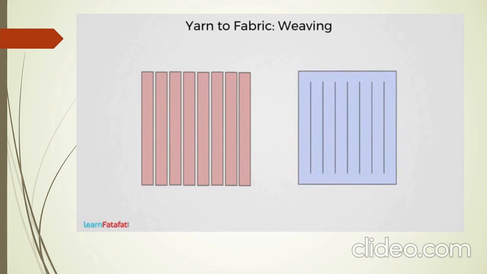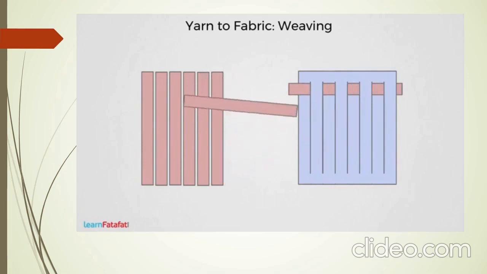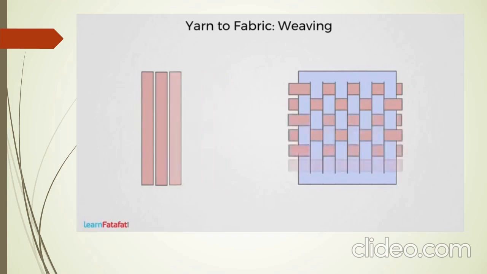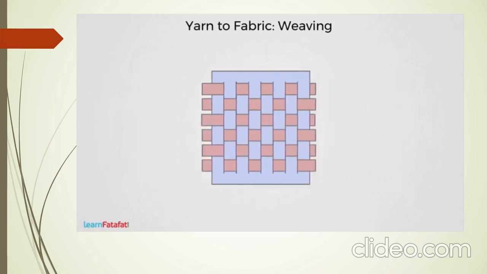Now take a strip of red paper and put it inside the paper such that it is under the first blue strip and over the next. Now take the second red strip and weave it such that it is under the first blue strip and over the next. Repeat this process a few times. Now you should see this pattern.